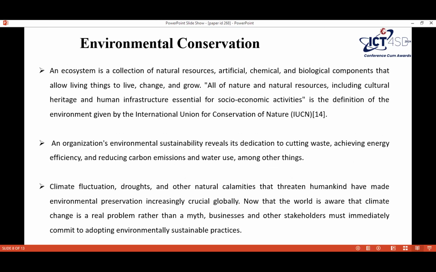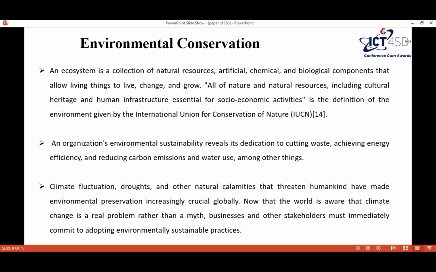Moving to environmental conservation. An environmental conservation is an ecosystem, a collection of natural resources, artificial, chemical, and biological components that allow living things to live, change, and grow. All of natural resources, including cultural heritage and human infrastructure, essential for social economic activities, is in this particular definition given by the International Union for Conservation of Natural Resources.